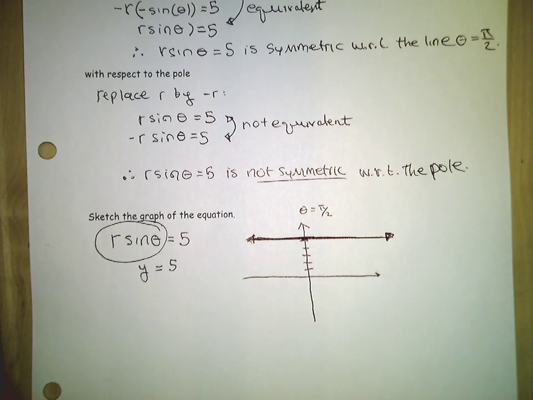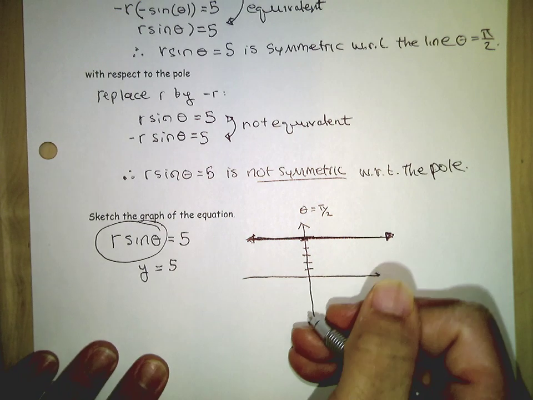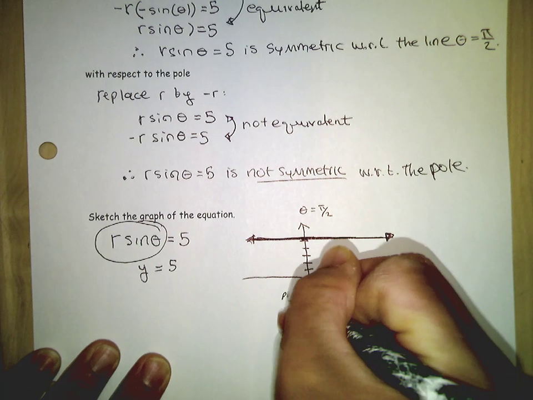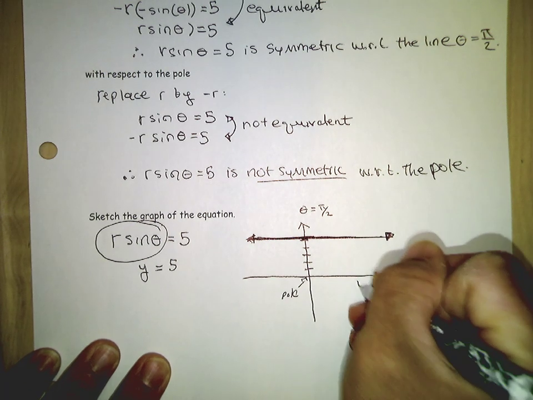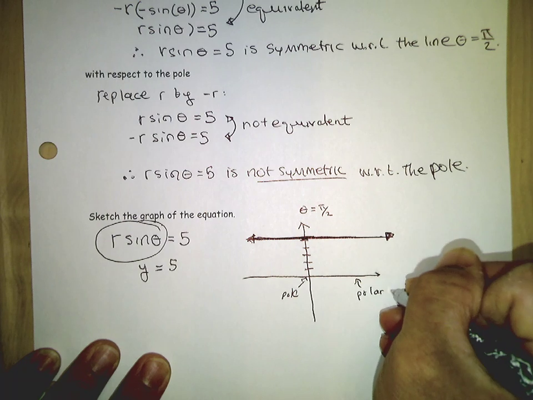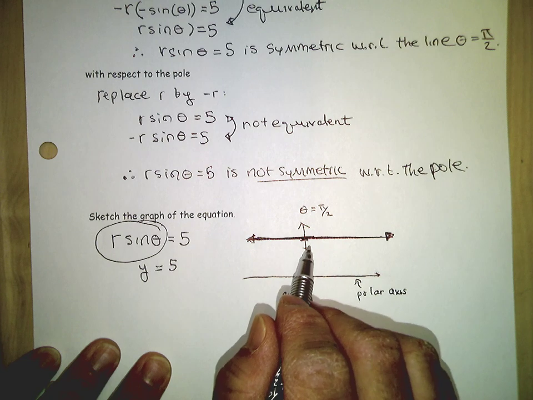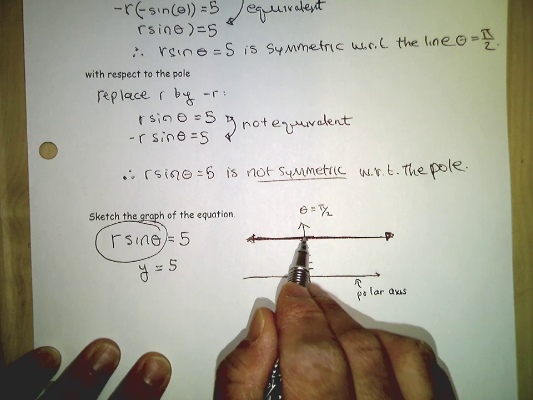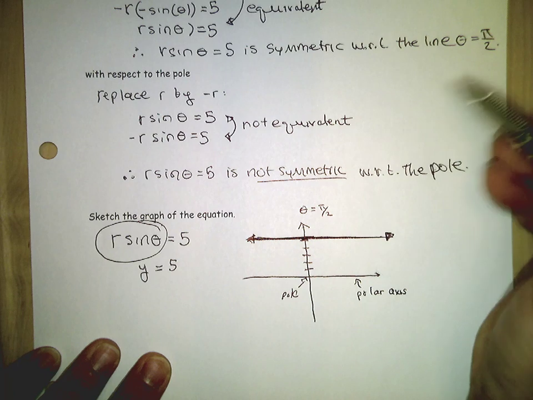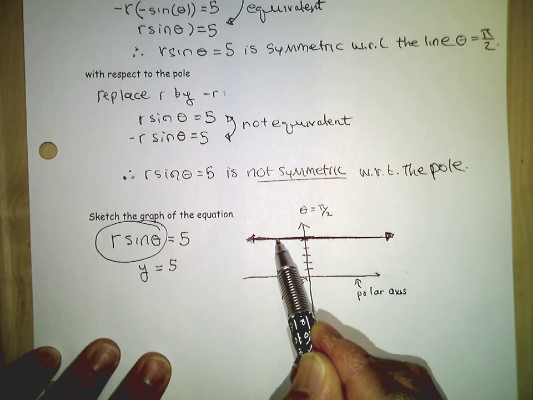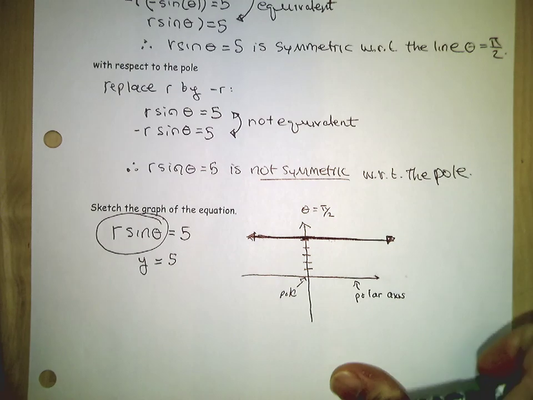So there you go. All right, so again, here is the pole. Right, here is the polar axis, and then you can see here that this is definitely symmetric with respect to the line pi over 2.